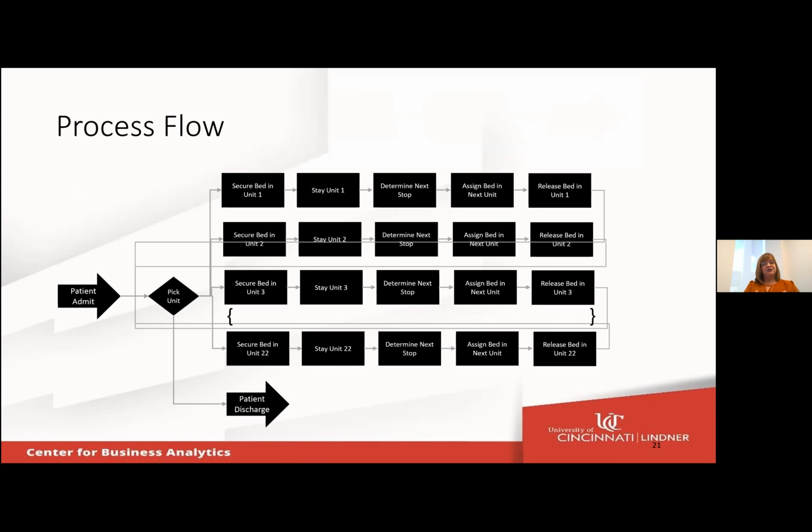And then once they got to each service, we followed this conceptual view process flow. So after the admission, we pick the unit. So what unit were they assigned? They were assigned unit 1. We secure a bed in unit 1 for that patient. The patient would stay in that unit for their randomly selected length of stay. We would then use our discrete probability distributions to determine the next stop. We would assign a bed in the next unit and then release the bed in the current unit, and then circle back and go get our next unit.